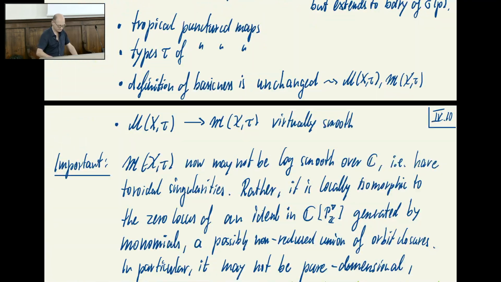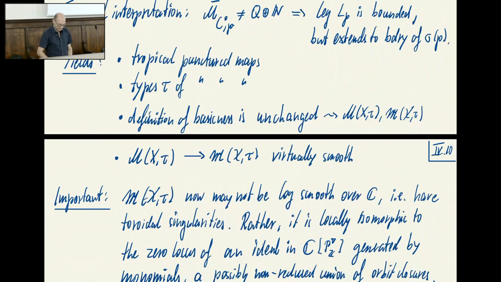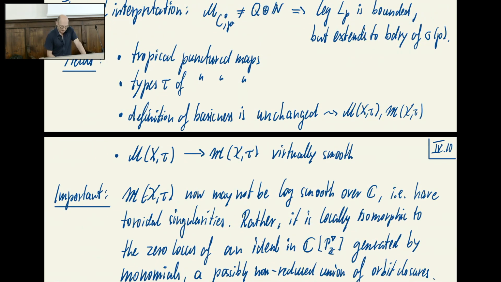Okay, so that's actually what we do, and similarly for the other diagrams. So with these modified or generalized definitions, we get the notion of tropical punctured maps. Now you have these bounded legs, possibly you have types of tropical punctured maps. The definition of basicness is unchanged, formally unchanged. You still have moduli of tropical punctured maps, and the basic one is just a dual of that. And this thing is still virtually smooth, so no problem.